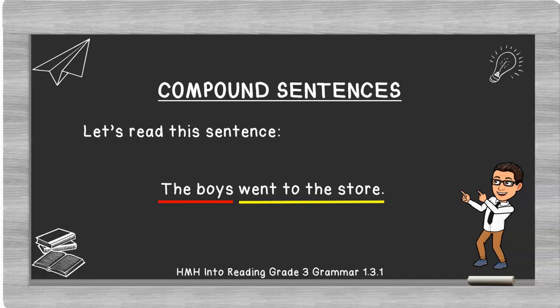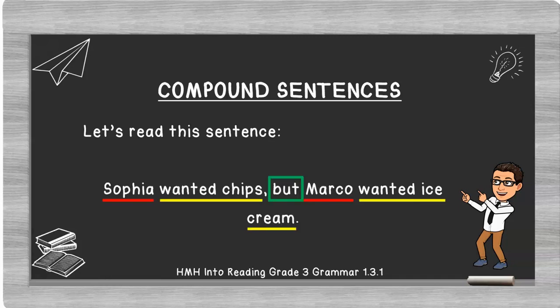So let's read this sentence. I have the sentence here. It says, "The boys went to the store." Now, as I look at that sentence, I see that it has a subject, which is the boys. It's underlined in red. Went to the store. That's the predicate. It's underlined in yellow. But this only tells me one thought. It tells me that the boys went to the store. So this is a simple sentence.